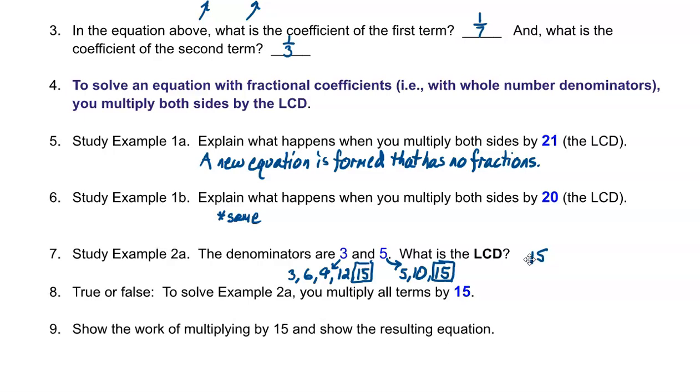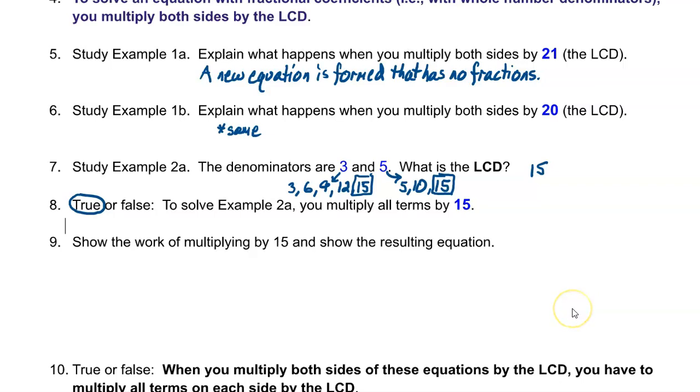Number 8, true or false? To solve example 2a, you multiply all terms by the 15. That's true. The way that you solve these equations is you figure out the least common denominator so that you can then multiply by that to all terms in the equation. Number 9, show the work of multiplying by 15 and show the resulting equation.